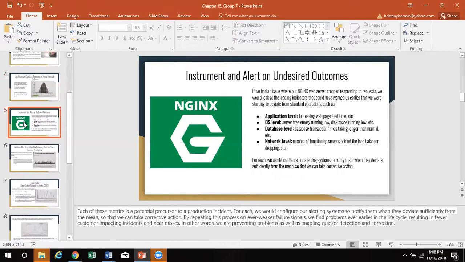Instrument and alert on undesired outcomes. If we had an issue where our web server stopped responding to requests, we would look at the leading indicators: the application level, the OS level, database level, and network level. For each, we would configure our alerting systems to notify us when they deviate significantly from the mean, so that we can take corrective action. Each of these metrics is a potential precursor to a production incident, so we pay a lot of attention to these things.